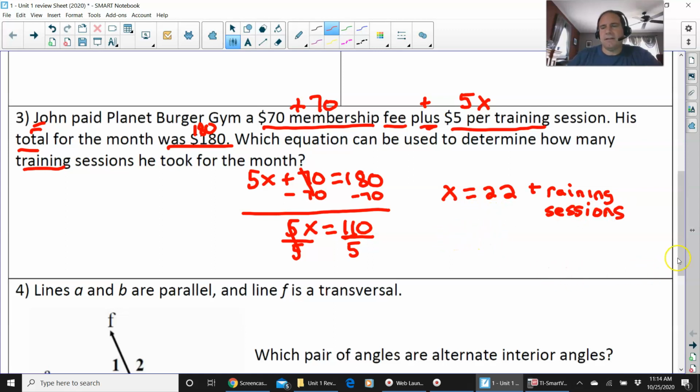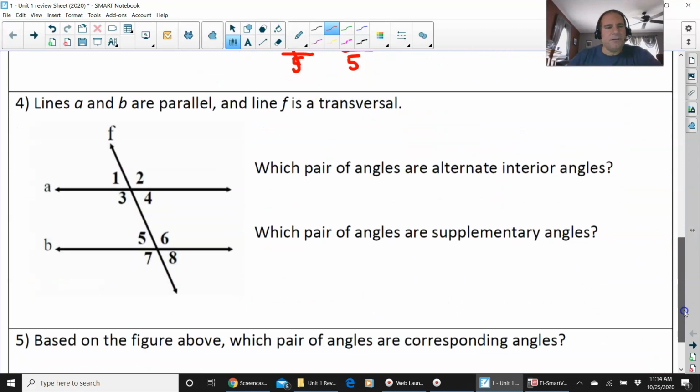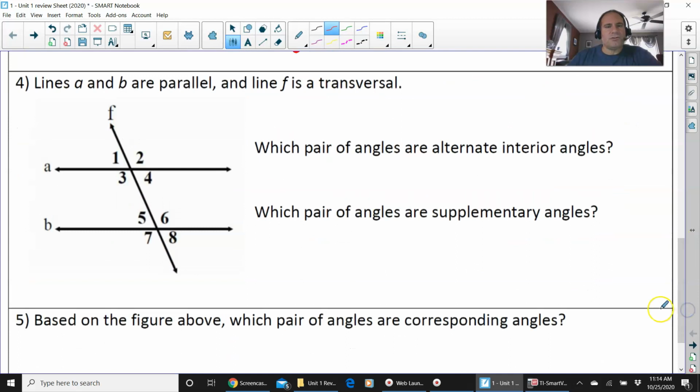All right, and that's it for that one. Go ahead, try number 4. Try to answer number 4 now, and we'll come back with a review. Press pause. Try the problem now.